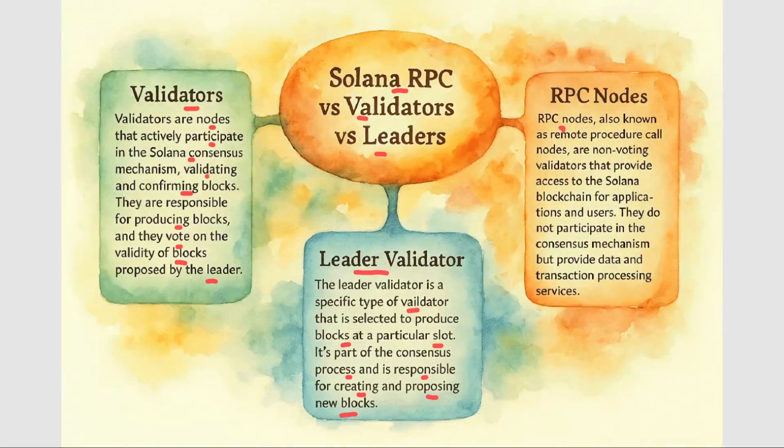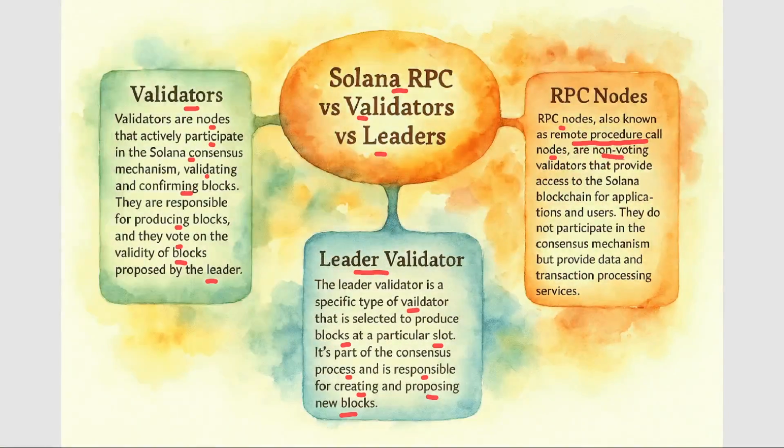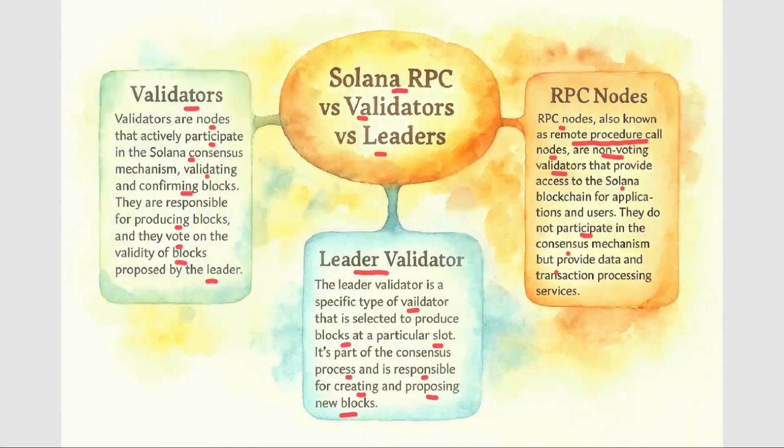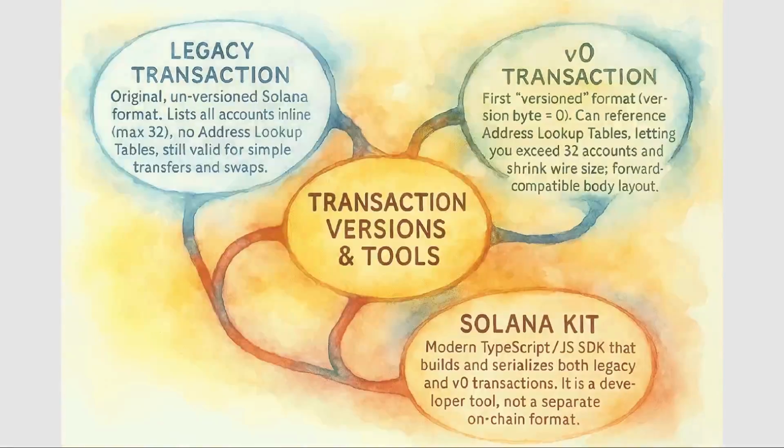RPC nodes, known as remote procedure call nodes, are non-voting validators that provide access to the Solana blockchain for applications and users. They do not participate in the consensus mechanism but provide data and transaction processing services.